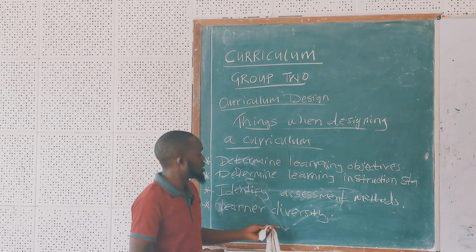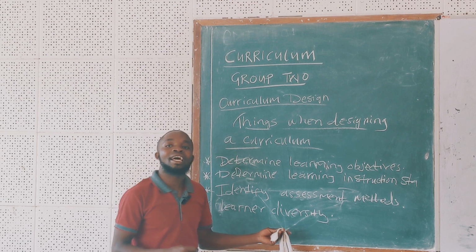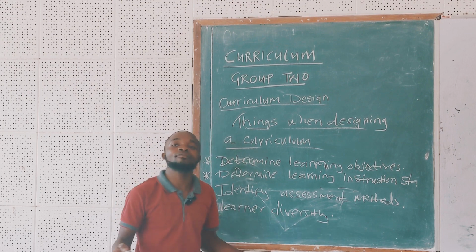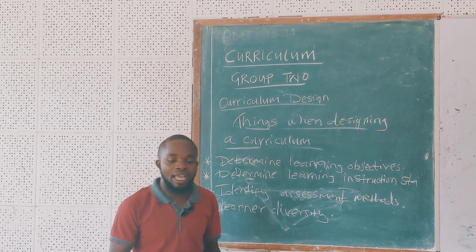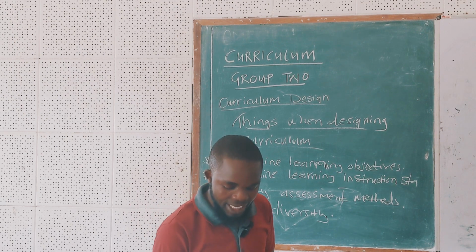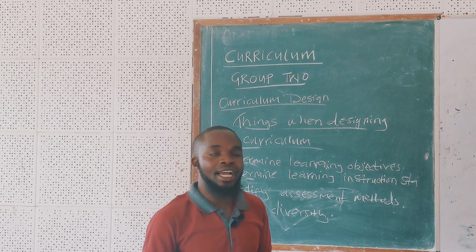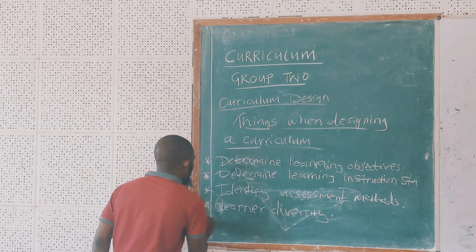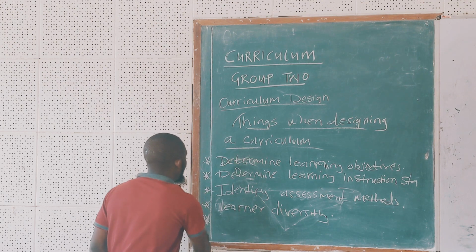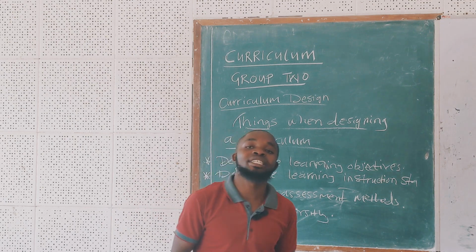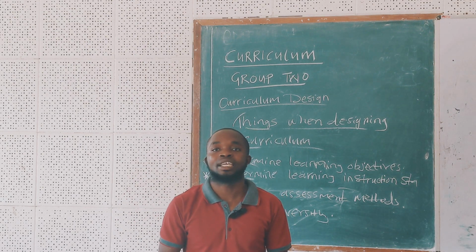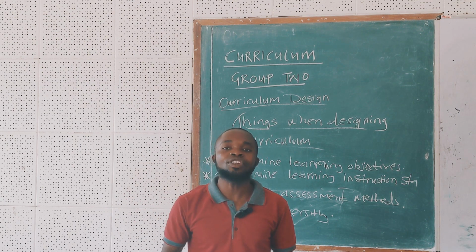It's very important to consider learner diversities, because we come from different backgrounds, and people are different in nature. Well, I'm pretty sure that one is very much clear. Another point you need to consider is what we refer to as determine sequencing and pacing. Sequencing and pacing. What are we trying to say?